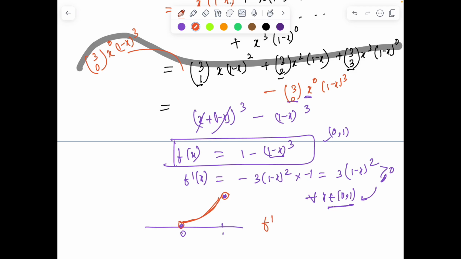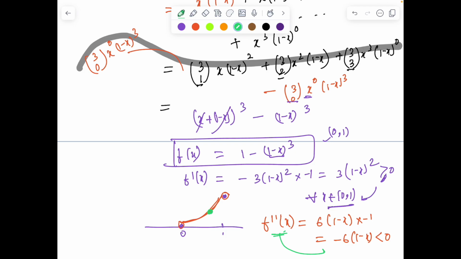Next, you can comment about this bending also. So f double dash x will be 6 times 1 minus x, into minus 1. So that is minus 6 times 1 minus x. F double dash x is negative. F double dash x negative means the change of slope is negative. Its final slope is lesser than initial slope.